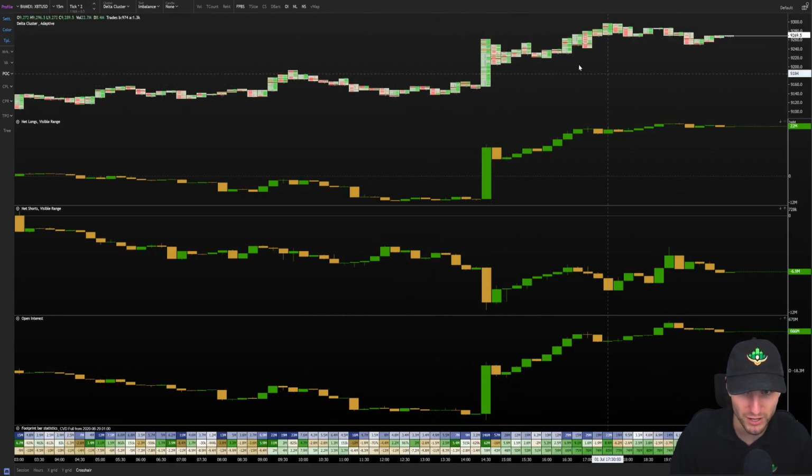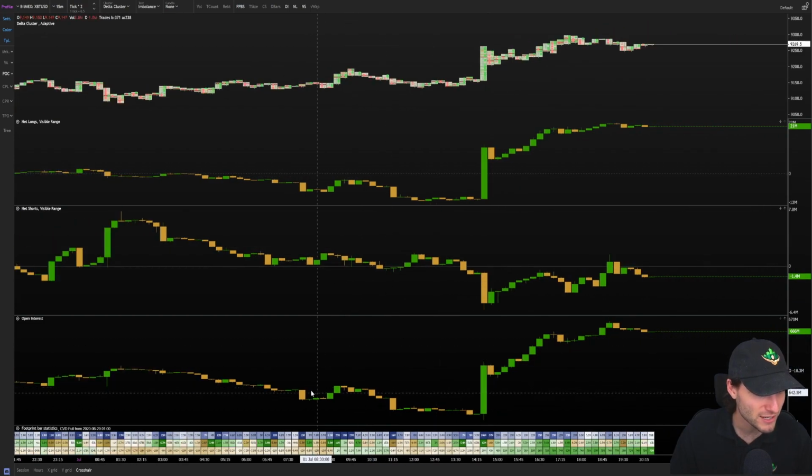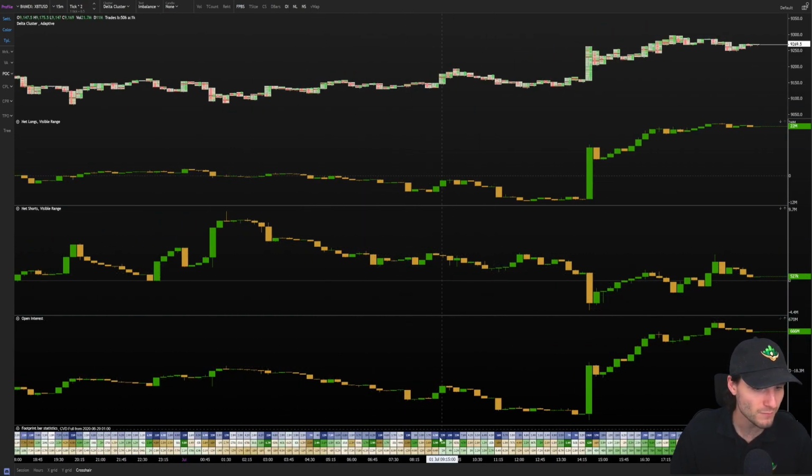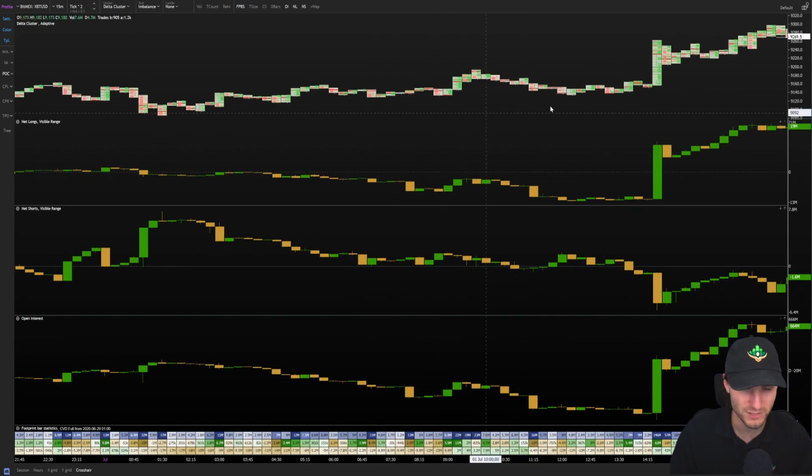Obviously, this was a nice move. I think this was a nice move because the open interest on this one was nice. Look at the volume, look at the open interest, really good. But nevertheless, these are all the things that we'd be looking at, specifically the volume down here and the delta. We're looking at delta.